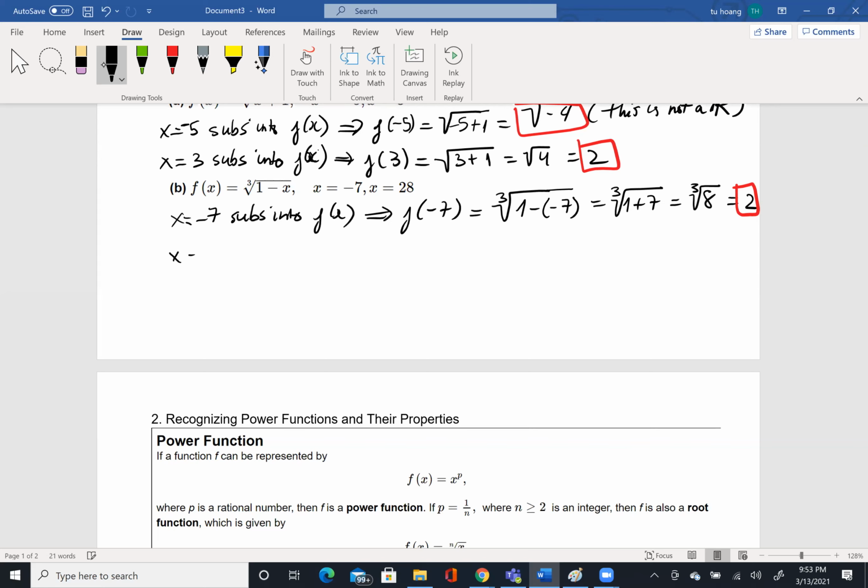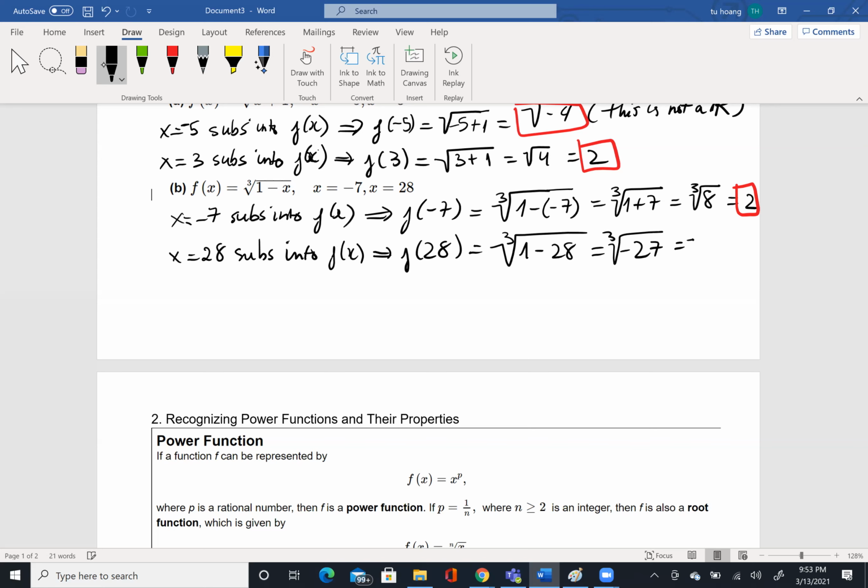And for x equal to 28, substitute into f of x. I have f of 28 equal to cube root of 1 minus 28. That's going to give me cube root of -27. That's going to be equal to -3, because -3 to the power 3 is equal to -27. Okay.